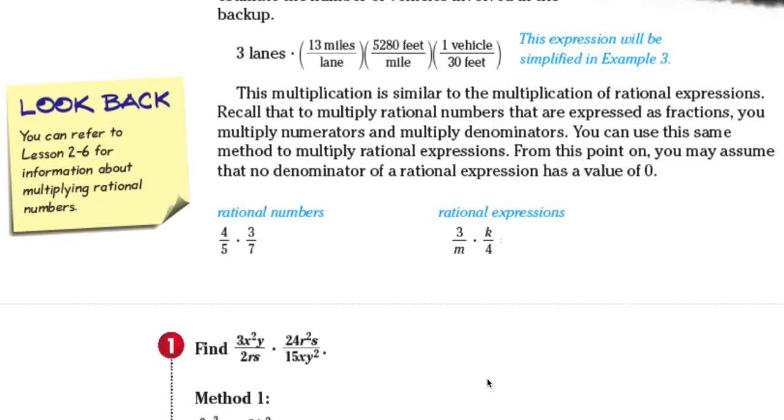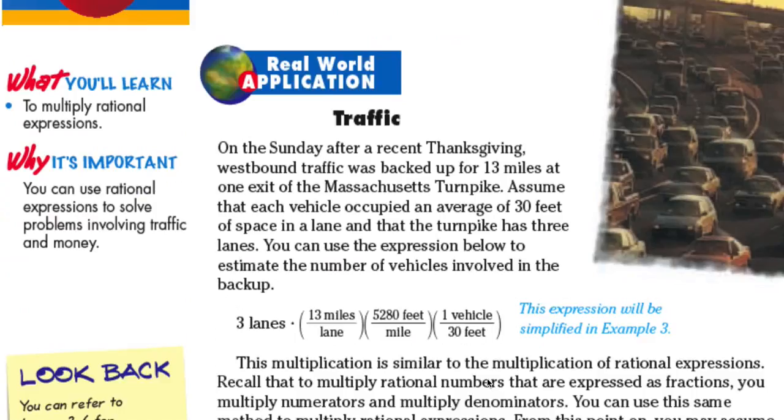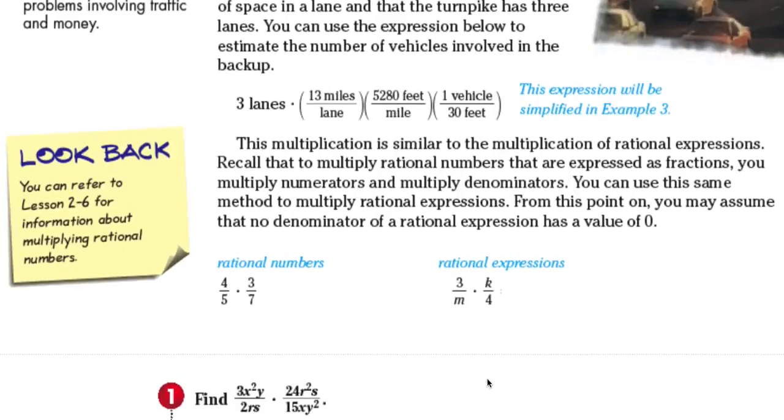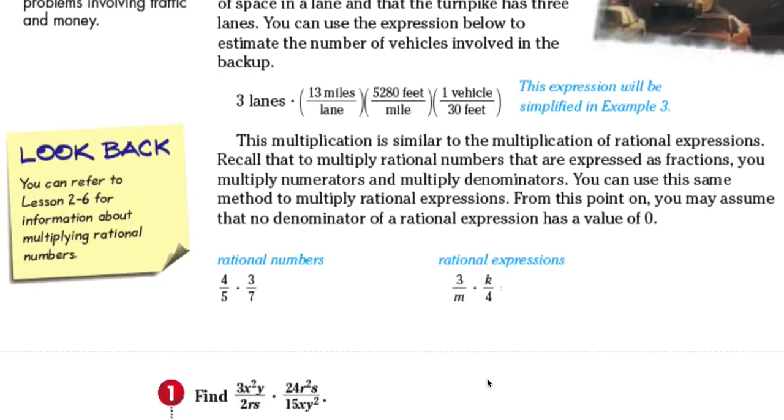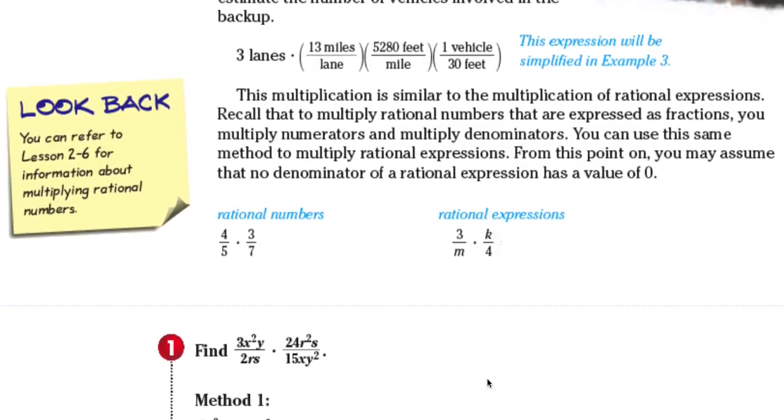From this point on, you may assume that no denominator or rational expression has a value of 0. So in 12-1, we look for excluded values. But from this lesson onward, we will assume that no denominator or rational expression has a value of 0. Therefore, we do not need to look for the excluded values from problems starting at this point all the way to the end of the book.